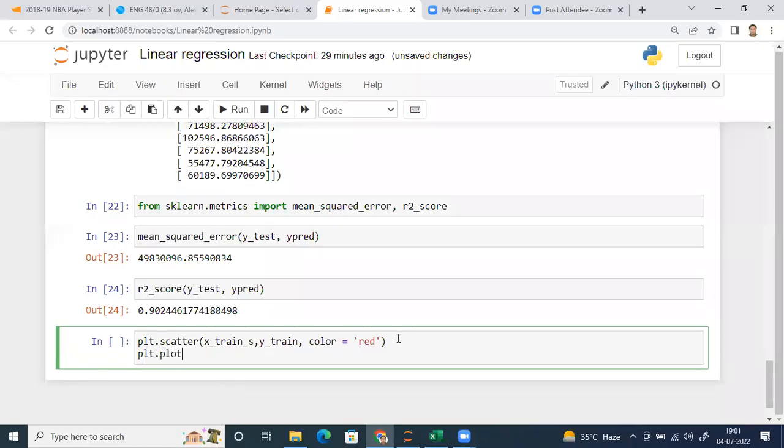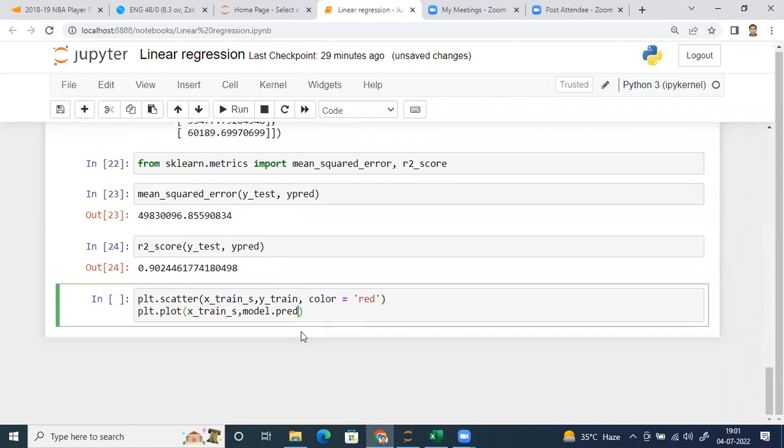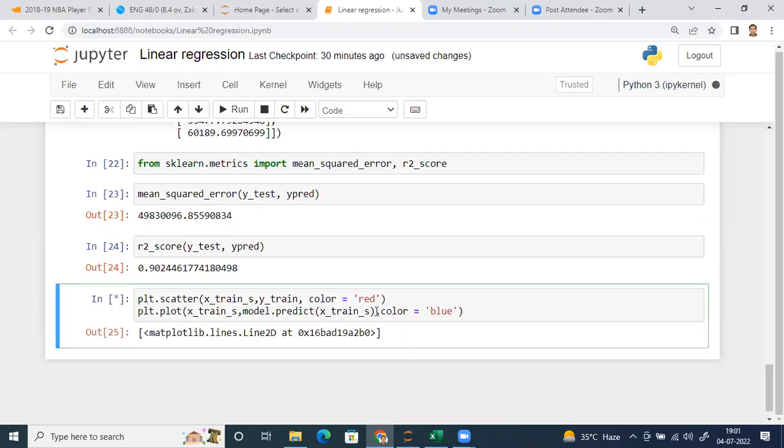So plt.plot. Here I'm passing x_train_s, and I'm passing model.predict. I want to predict the value of y train, because we predicted the value of y test from the x test. I'm just checking on the training data first of all. Model.predict, and here let me pass x_train_s, and let me make the color blue. Let's check what kind of graph we are getting.